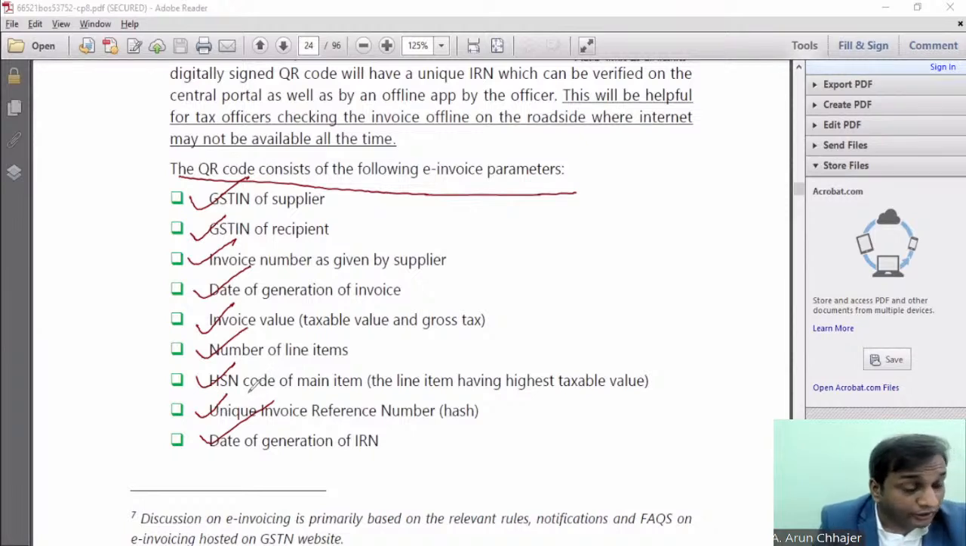Compulsory for B2B or export. If there is a debit note or credit note, it has to be routed through e-invoice only.